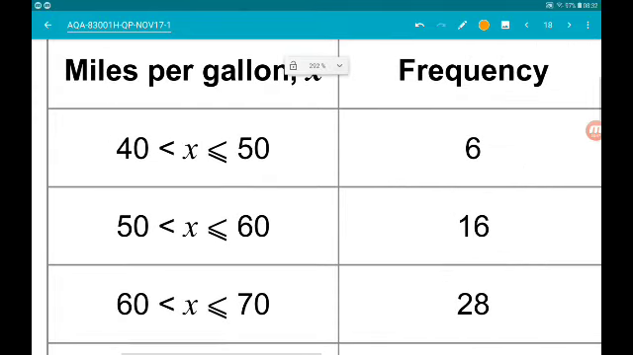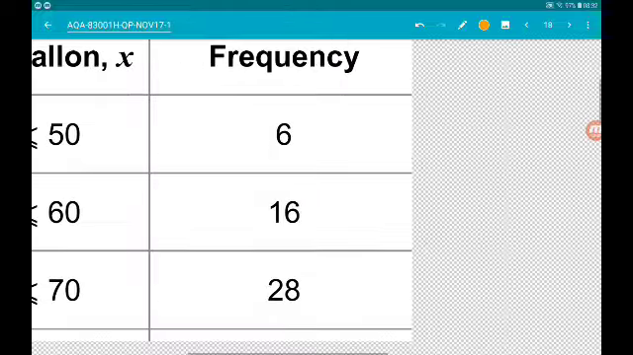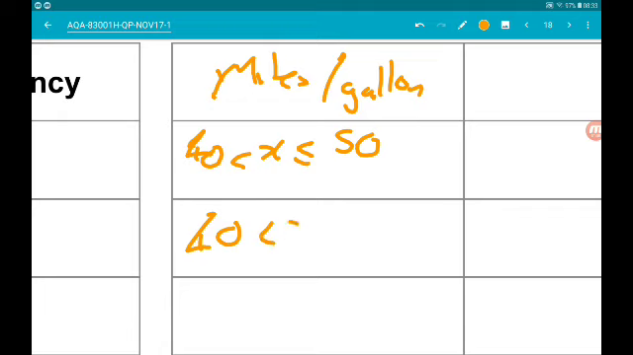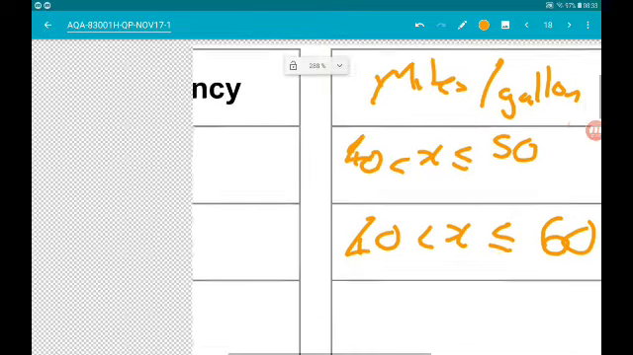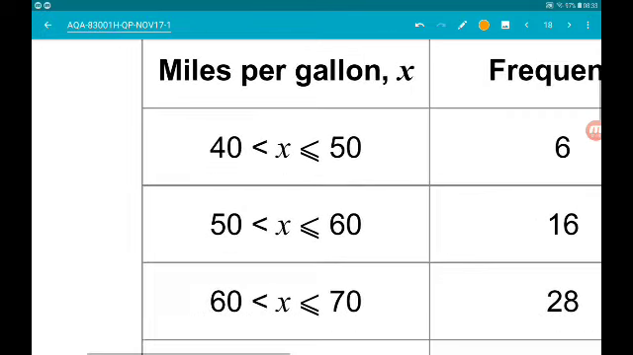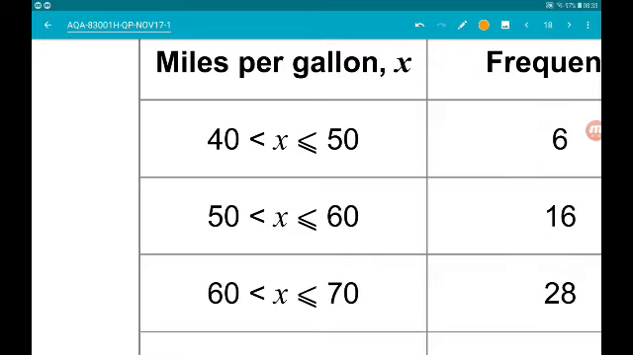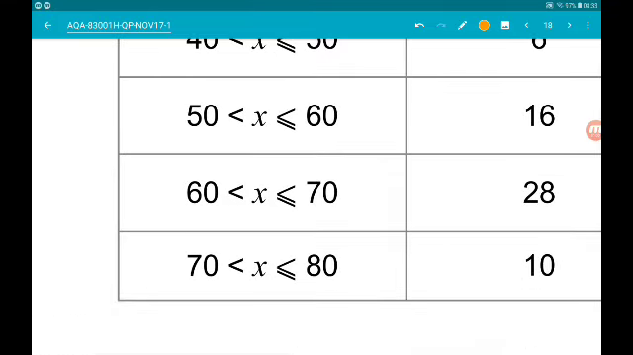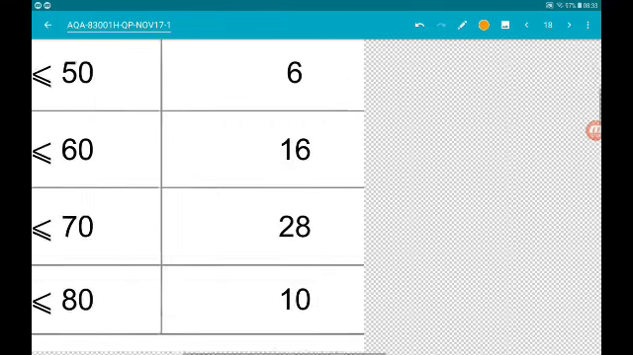So in terms of the intervals, in this first one, we're going to have 40 is less than x is less than or equal to 50. In the next one, we have 40 is less than x is less than or equal to 60. So when you're doing cumulative frequency, you keep the lower bound the same. So then we're going to have 40 to 70 and 40 to 80.